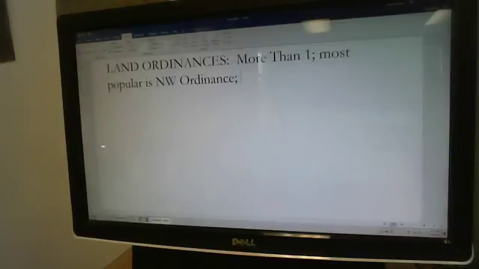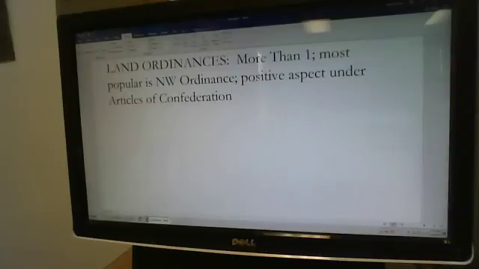The main thing is that this is a positive aspect of the Articles of Confederation Congress under the Articles, and I'll post the notes on Canvas too. Positive aspect under the Articles of Confederation, because most of it pretty much is terrible, right? They pretty much scrapped the Articles of Confederation. The only thing positive that happened under the Articles would be the land ordinances. The purpose was for organized settlement west.